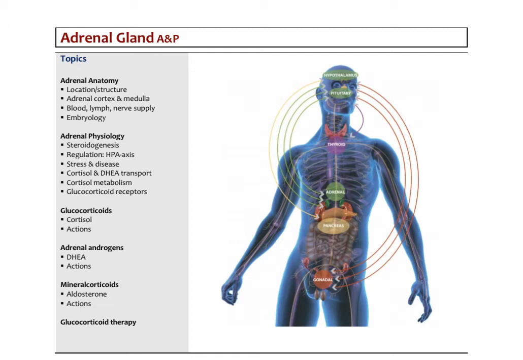In this first video we're going to look just at the basic anatomy of the adrenal, the location, structure, the differences between the adrenal cortex and the medulla. We'll look at the blood supply, nerve supply, and a bit on the embryology. And then in the next video we'll look at the steroid physiology, and then the last video we'll do a review of all the adrenal steroids.